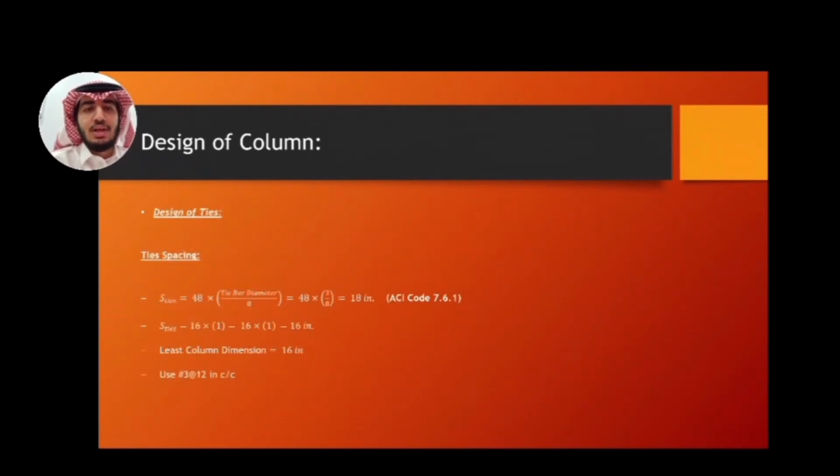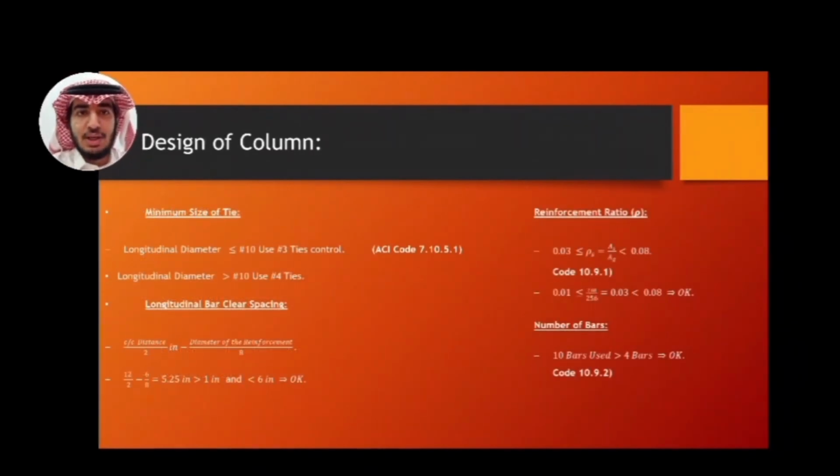Tie spacing: we have two formulas for tie spacing. 48 multiplied by the tie bar diameter over 8 is equal to 18 inches, and 16 multiplied by 1 is equal to 16. We take the lesser one, the column dimension, which is 16 inches. We use number 3 bars at 12 inches spacing center to center.